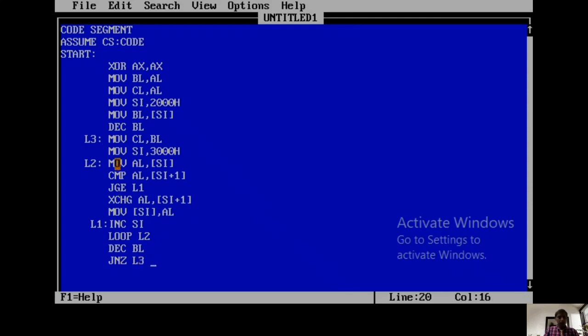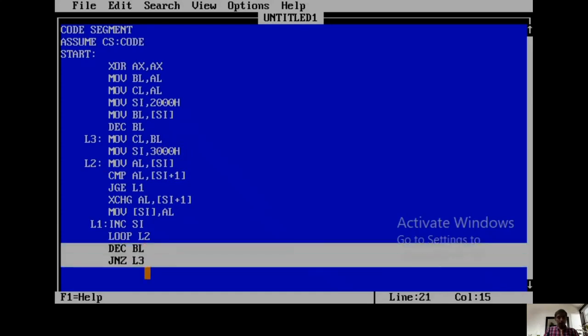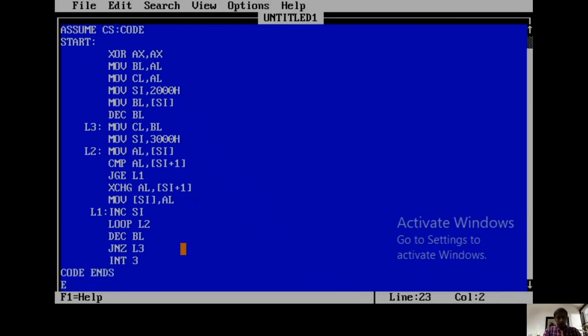For that I am placing L3 here. Then for the second case, my CL is now 3 and BL is 3, nothing but the number of comparisons we are performing: 3 comparisons. These two instructions are for moving through the iterations, from iteration 1 to the last iteration. Then at the end I am writing INT 3. Then the code ends with END START, the ending of the program.